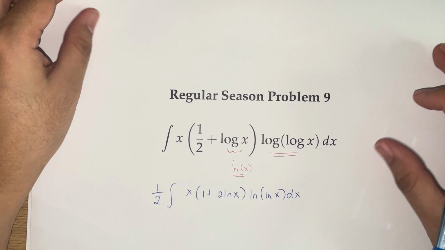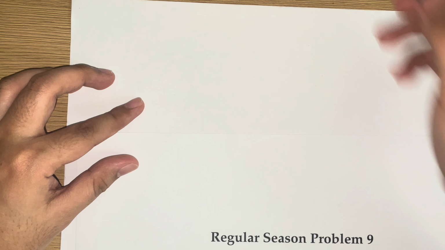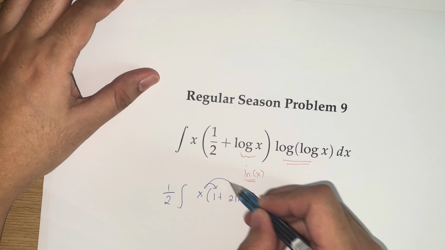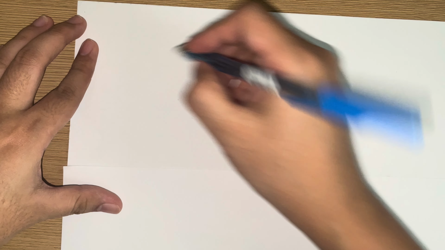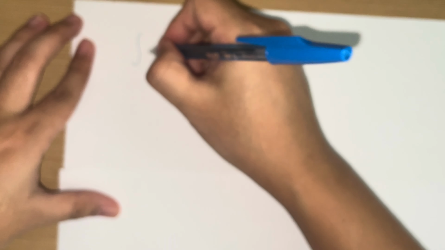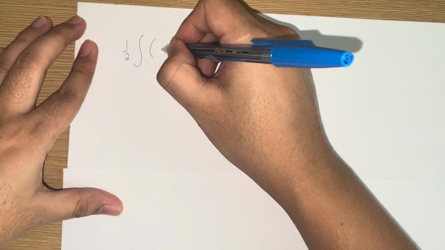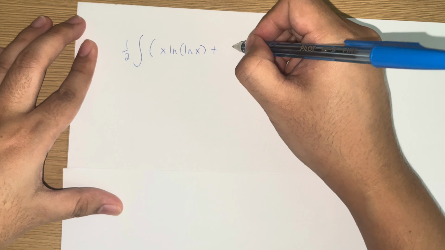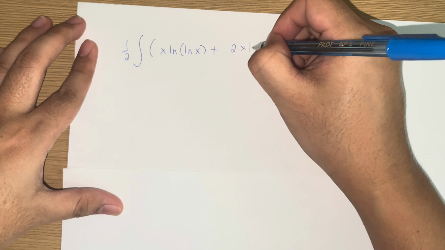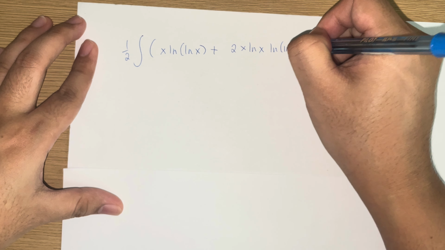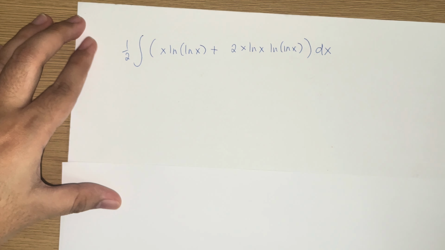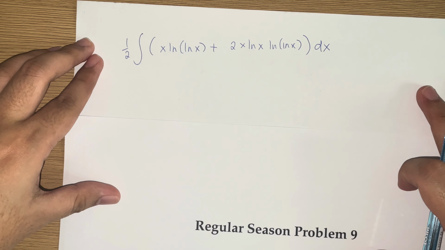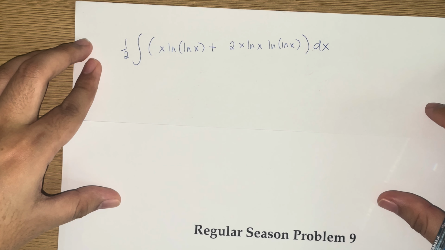Next, we split this into this and this. We get 1/2 of the integral of x times ln of ln x plus 2x ln x times ln of ln x dx. Basically, I just split, so that's not very complicated. Now this one is what's tricky.